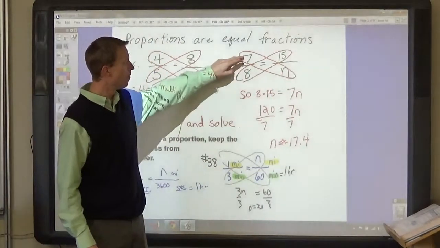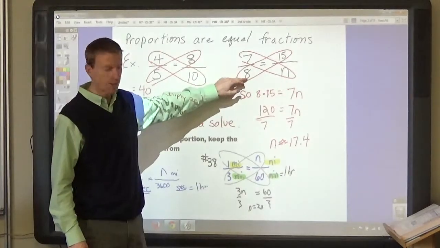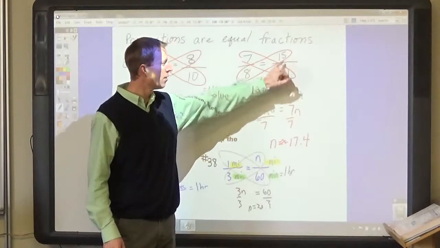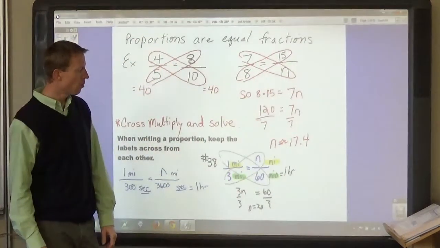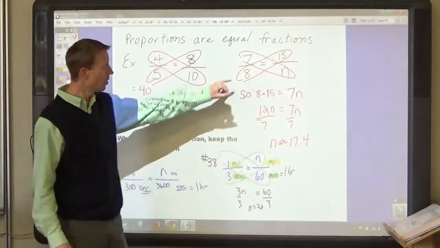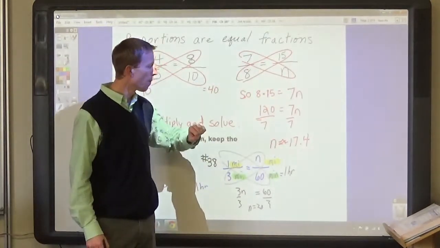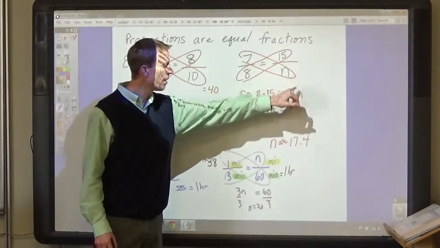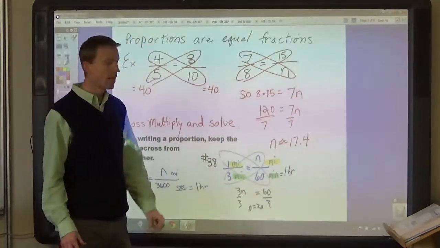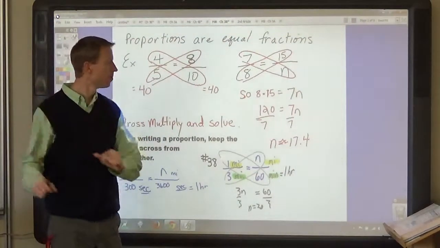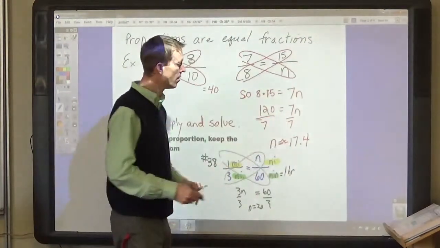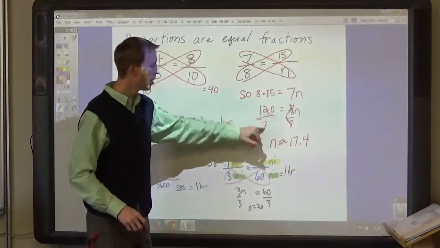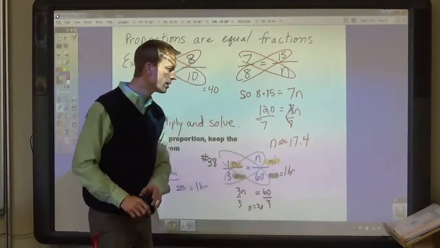If you have 7/8 as a fraction, and you want to know what 15 over n would give you for a true proportion, you can do 8 times 15, which is 120, and 7 times n, which is 7n. You set those two numbers equal to each other, and then divide to solve for n. 120 divided by 7, and you know n is about 17.4.